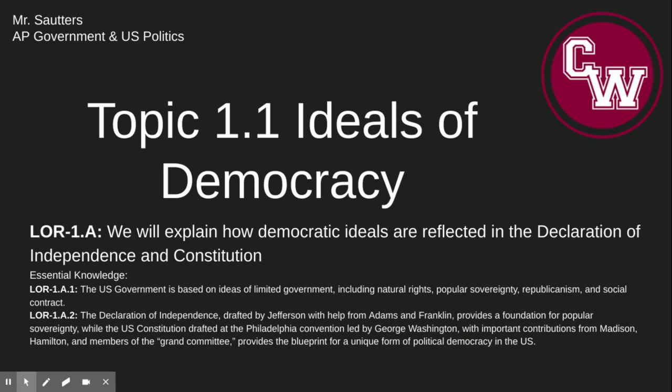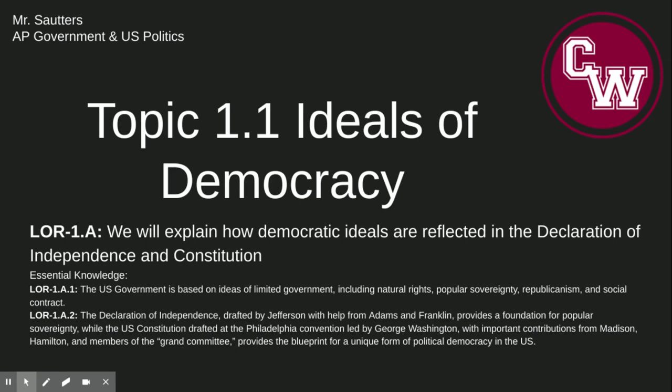Today we're going to focus on topic 1.1, Ideals of Democracy. This will be our first topic of our first unit in AP Government. We will explain how democratic ideals are reflected in the Declaration of Independence and Constitution.